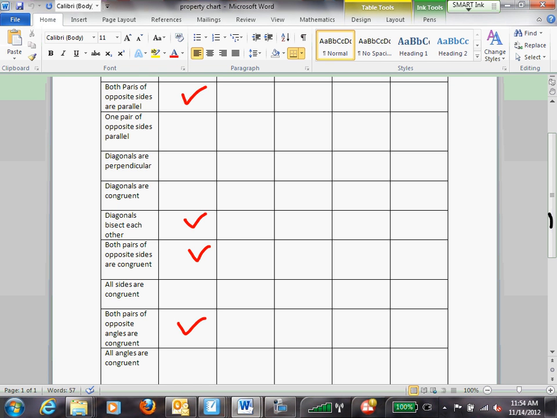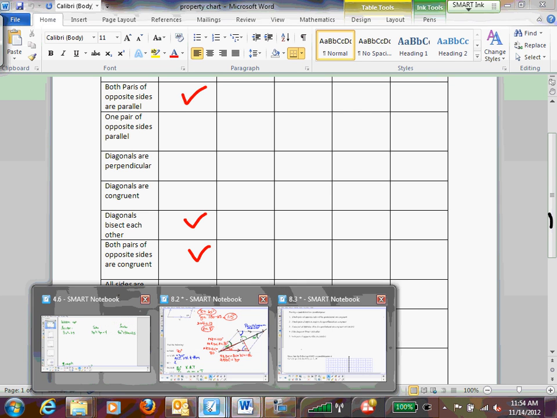Okay, so this chart is going to be an ongoing chart for us. You're going to want to have that, keep updating it. It's going to be kind of your reference. Okay. All right, let's look at 8-3.